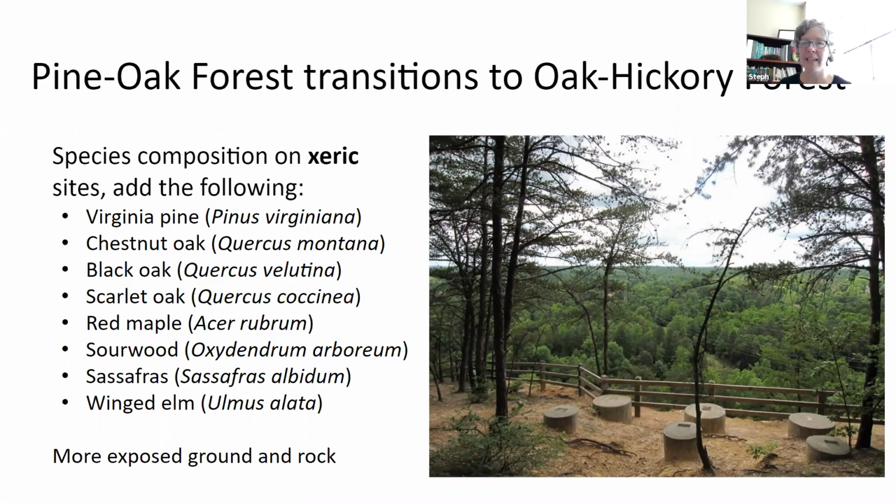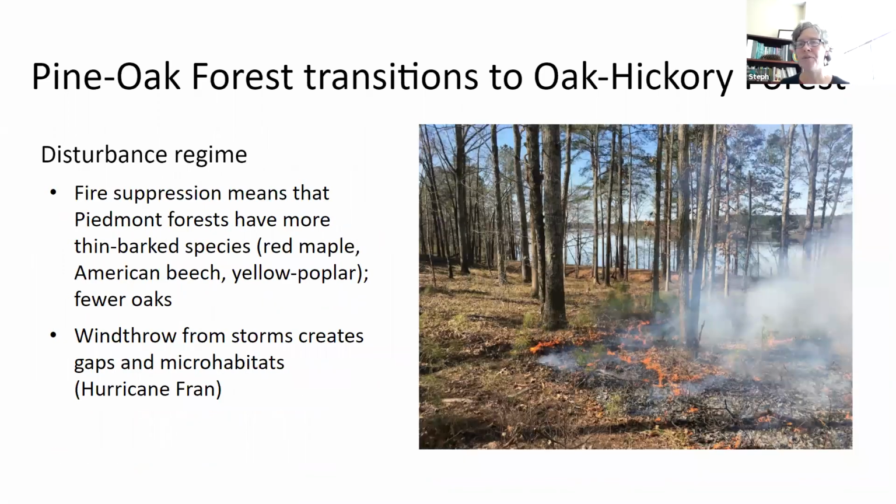And then you've got species like red maple, which can live anywhere. So disturbance, right? Fire suppression over time, right? We've had a historic Forest Service national policy of fire suppression. We have fires, we try and put them out immediately. We do not let them burn. And so this longstanding fire suppression policy means that Piedmont forests have a greater number of thin-barked species than they might have historically, right?